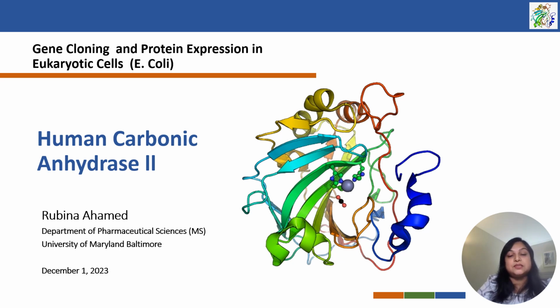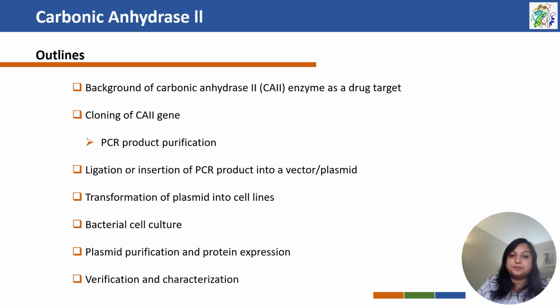Welcome to my presentation on gene cloning and protein expression. Today I will discuss the protein human carbonic anhydrase. First, I want to give you a brief outline of my presentation. I will first discuss the background of carbonic anhydrase as a drug and drug target. Then subsequently I will discuss cloning and expression steps like ligation, transformation, bacterial cell culture, plasmid purification, verification and characterization. Let's start with the background information of carbonic anhydrase.